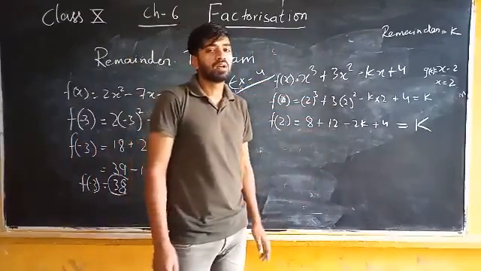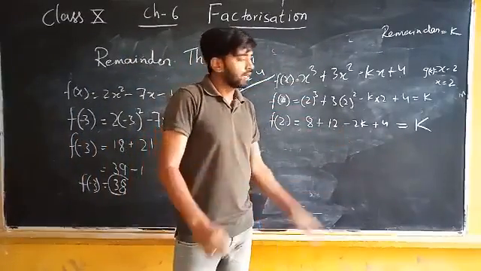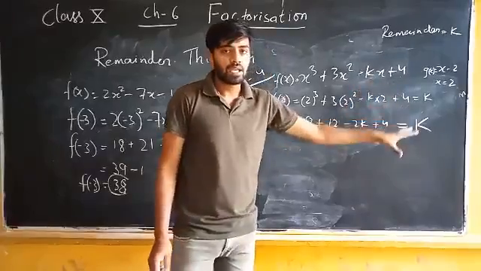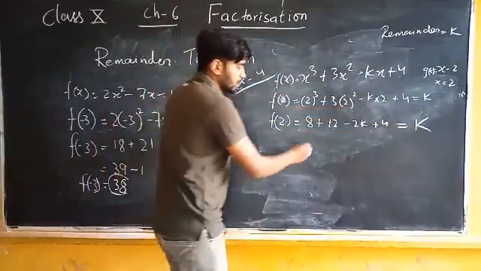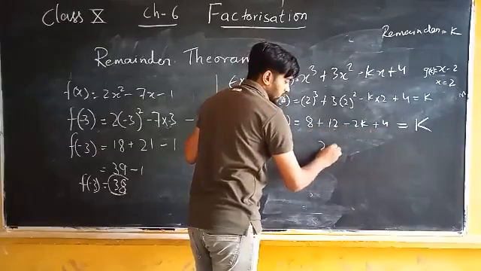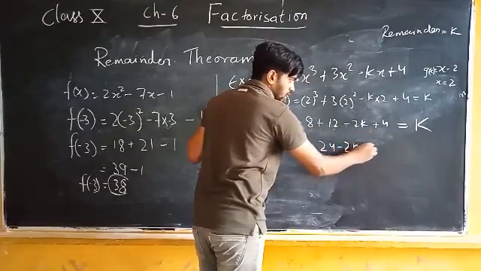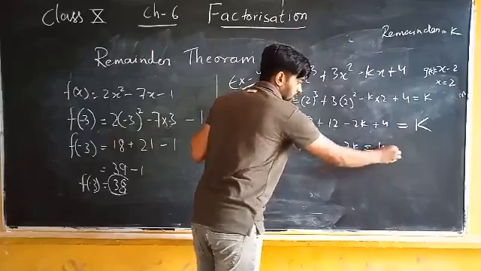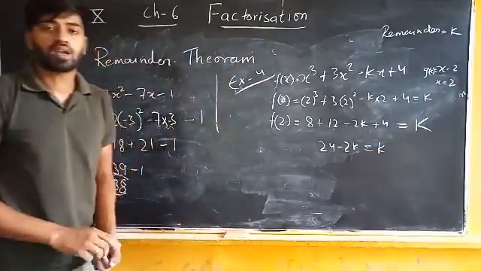I don't have to prove it, I don't have to come up with k. The remainder will be k. So I'm just keeping it over there. So 8 plus 12 is 20, 20 plus 4 is 24. 24 minus 2k equals k. But I have to find the value of k.